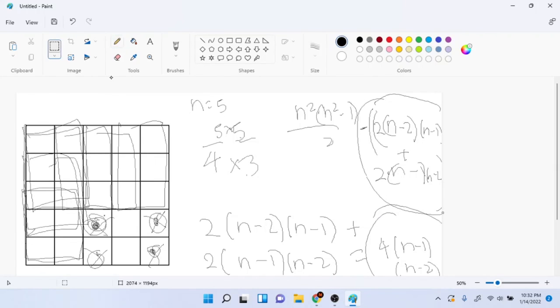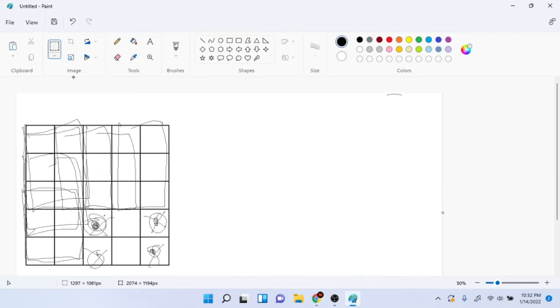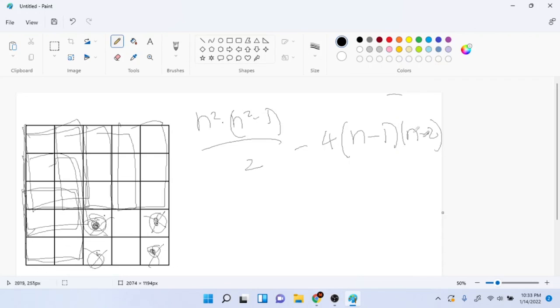So if we were to rewrite this whole thing, it would be n squared times n squared minus 1 over 2 minus 4 times n minus 1 times n minus 2. Okay? So yeah, this would be the answer.